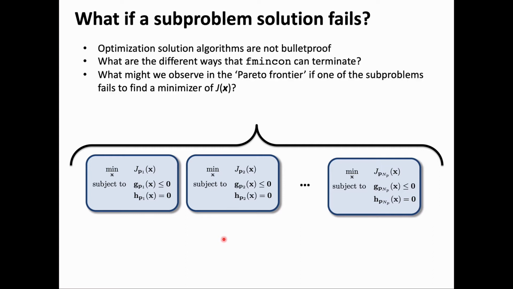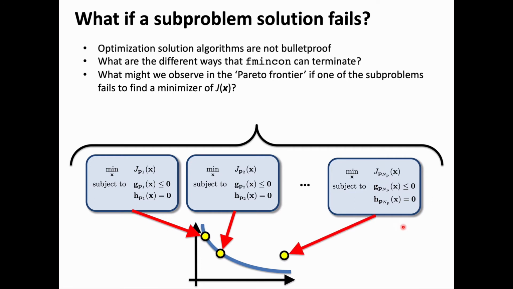What might we see in the Pareto frontier if one of these subproblems does not give us an optimum? What if it gives us some other solution? Let's have a look at what this might look like. So back to this Pareto frontier, we solve subproblem 1. It's successful. It gives us a non-dominated point. And subproblem 2 gives us another non-dominated point. But what if subproblem NP has some problems, does not give us a local minimum, and produces a point that actually is dominated? It is not a Pareto optimal point. It's important to be aware of this possibility.